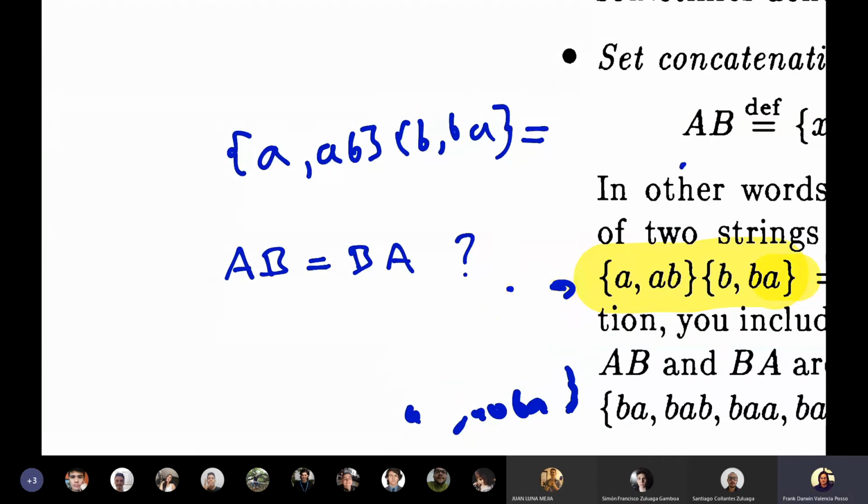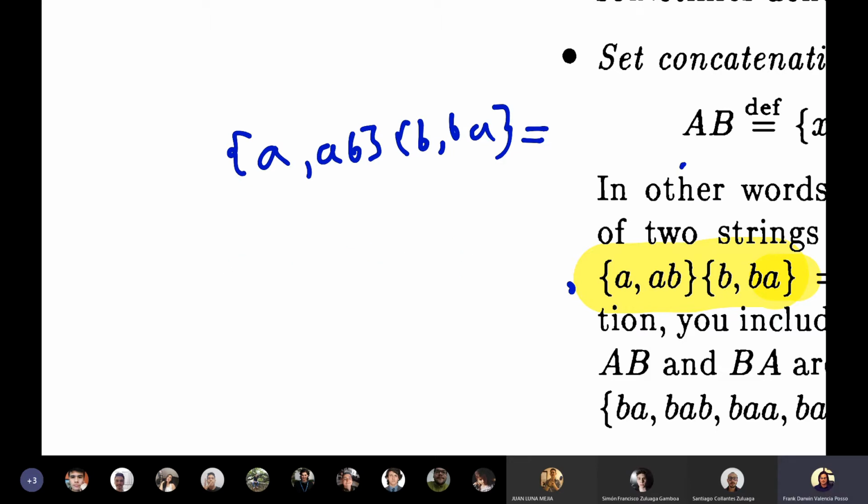One question. Is A concatenated with B the same as B concatenated with A, where A and B are sets of strings? Santiago? I think not. It's not, because the order matters, right? Yeah. This other question: what will be the concatenation of these two sets?